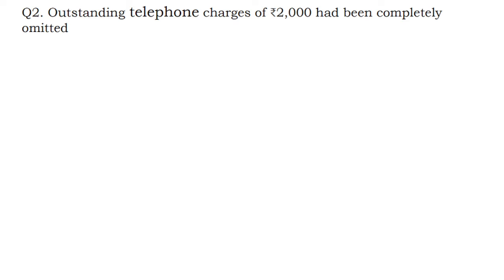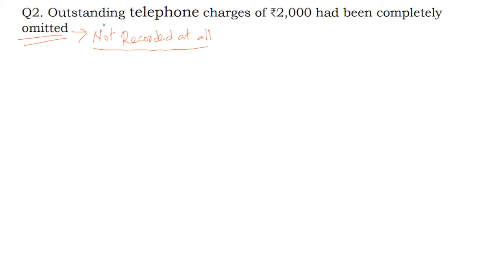Okay, outstanding telephone charges of rupees 2000 had been completely omitted. Omitted means not recorded at all. Okay, this one was missed, meaning it has not been recorded. So there is no wrong entry here, nothing to compare. You just have to pass the journal entry. So it is a case of errors of omission. So we'll just make the journal entry.